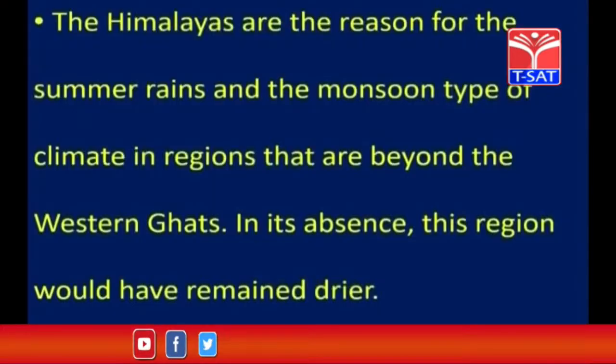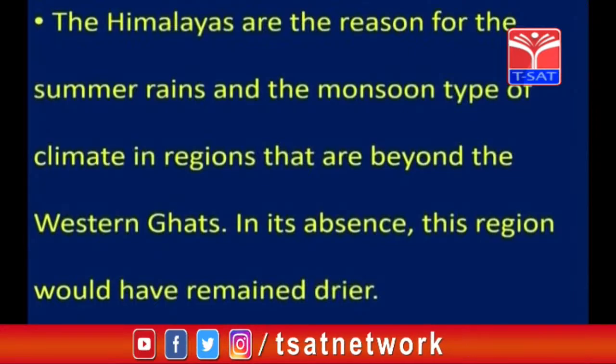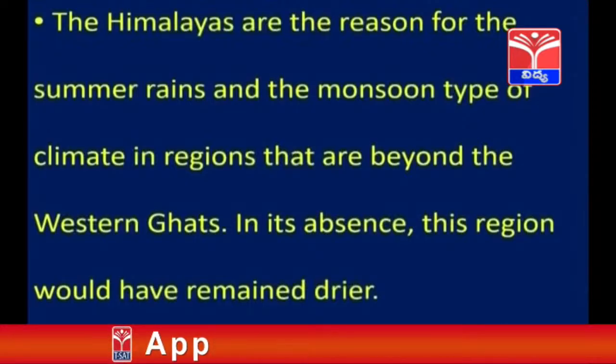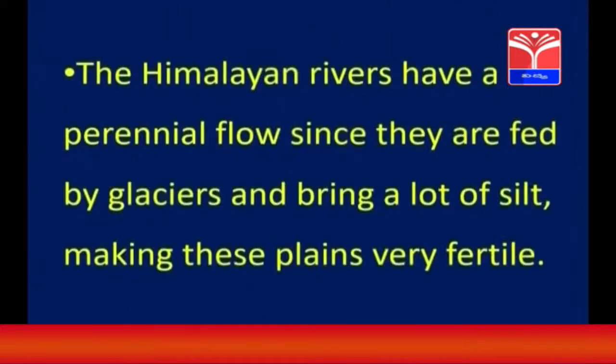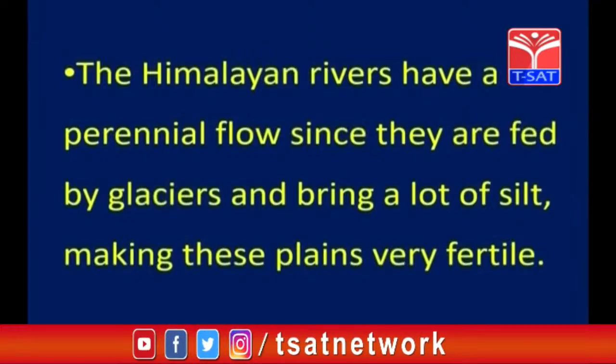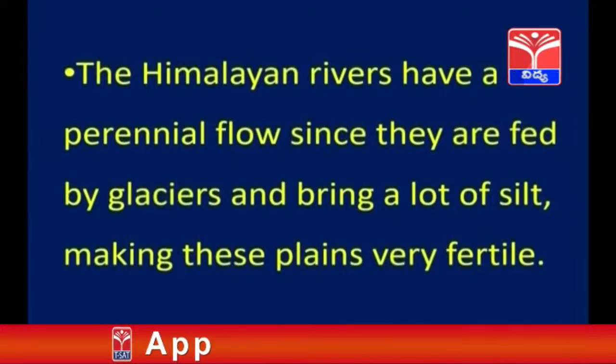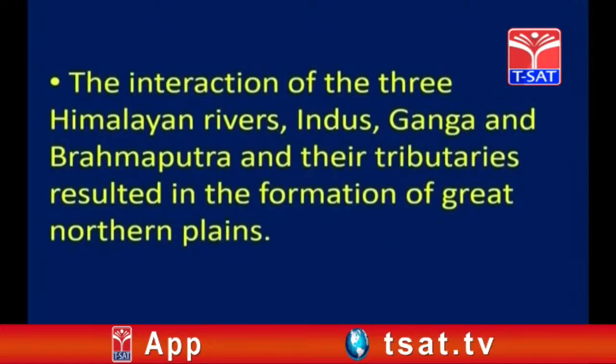The Himalayas are the reason for the summer rains and the monsoon type of climate in this region that is beyond the Western Ghats. In its absence, this region would have remained drier, would have become a desert. The Himalayan rivers have a perennial flow since they are fed by the glaciers and bring a lot of silt, making these plains very fertile, which supports very good agriculture.